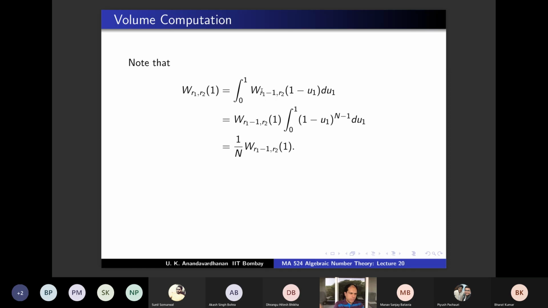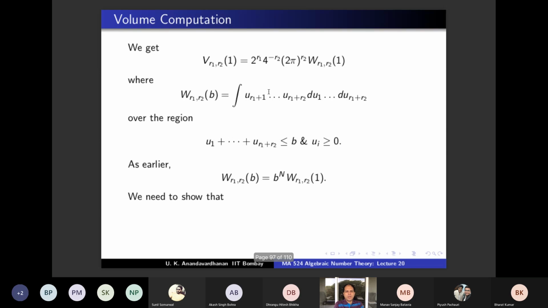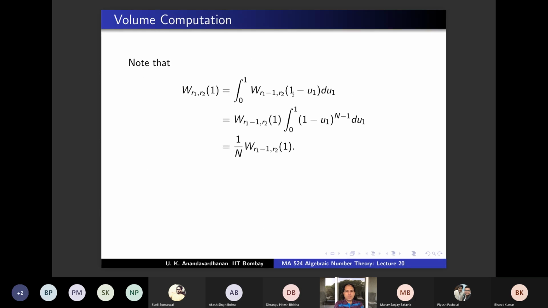If you want to integrate on x plus y less than or equal to 1, you integrate one variable going from 0 to 1 and the other variable going from 0 to 1 minus x. Same trick. And because W r1 r2 of b is b power n, dilation means b power n comes out and the remaining is 1. So when you have this function on 1 minus u1, it is 1 minus u1 power the dimension, because it is r1 minus 1 plus 2r2, it is n minus 1. That is there here, times this of 1, which is a constant which has come out. So it is just the integral 0 to 1 of 1 minus u1 power n minus 1 du1, and this is a one variable integral. You check, the answer is 1 by n.